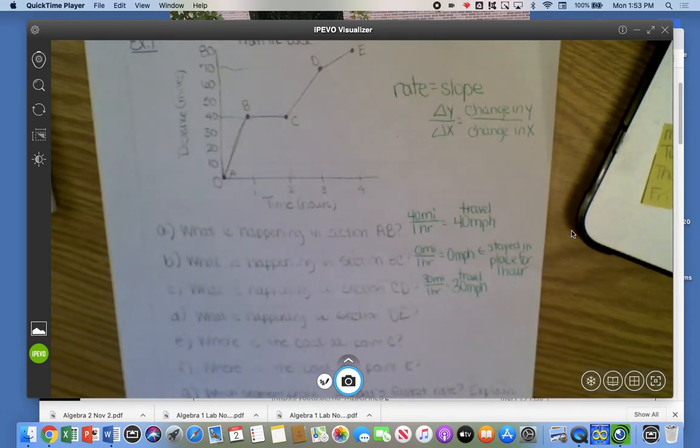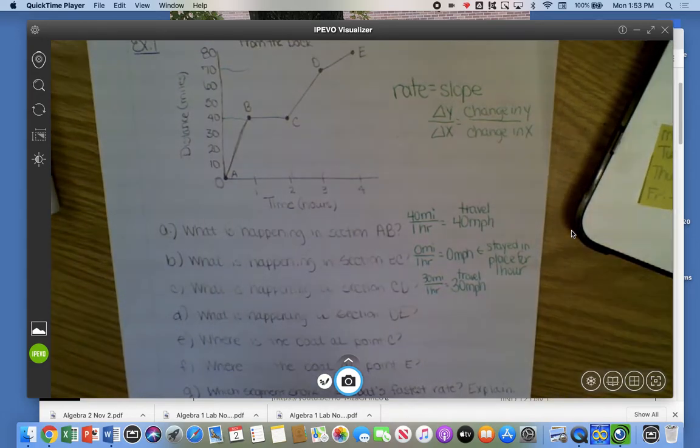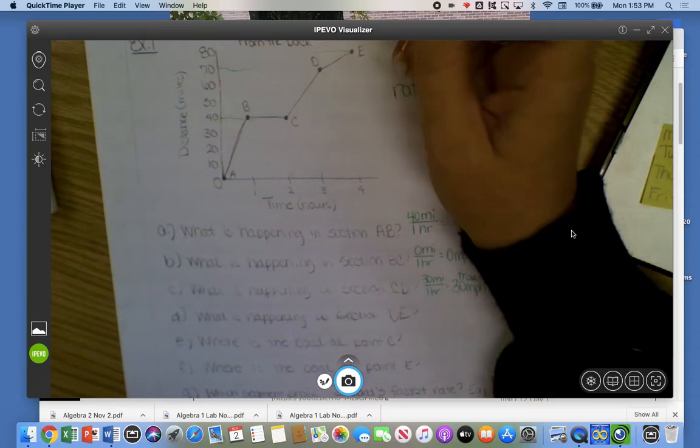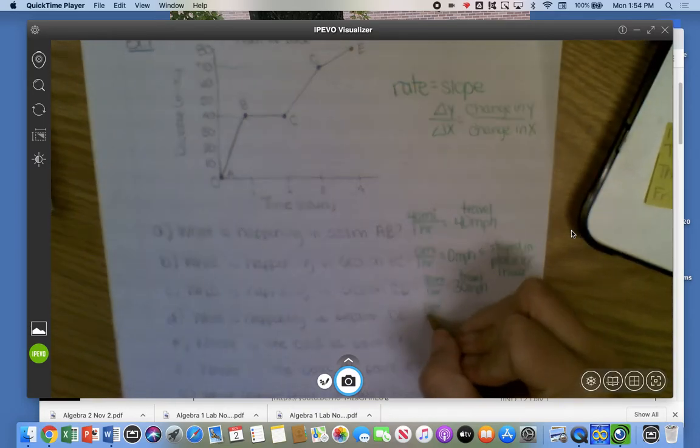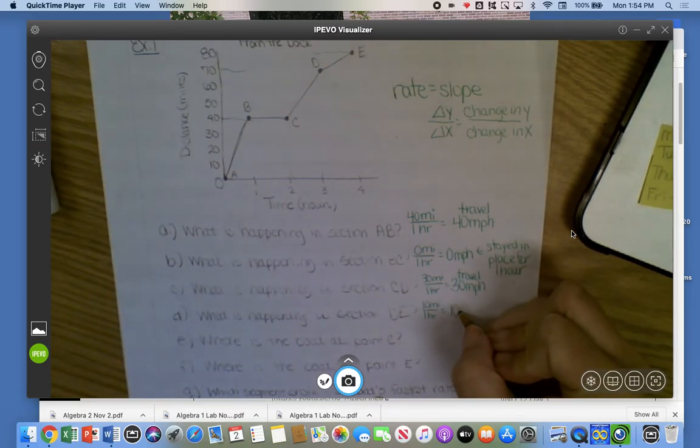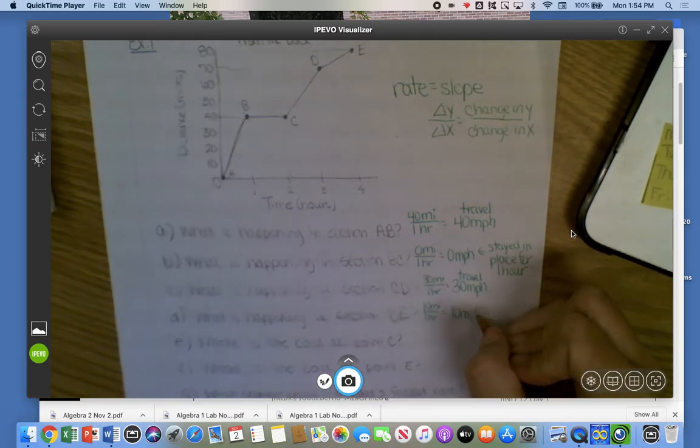Now from part D, again, my distance changed. It's increasing, just not as fast. I'm going from 70 to 80, so that's only a change of 10 miles in 1 hour. So I'm slowing down to 10 miles per hour.